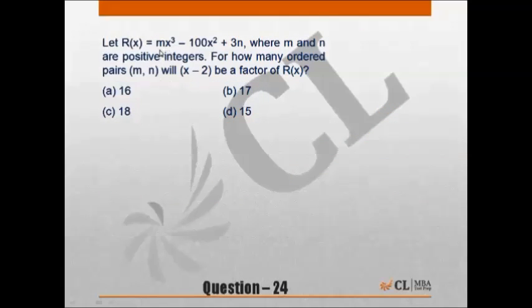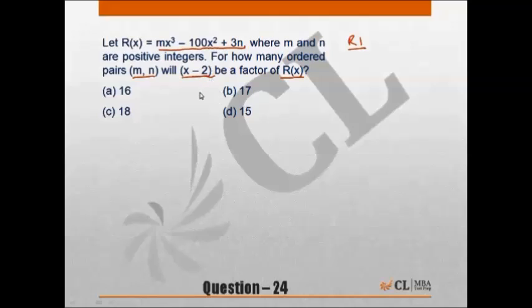Let R(x) be equal to m x cube minus 100 x square plus 3n, where m and n are positive integers. For how many ordered pairs (m, n) will x minus 2 be a factor of R(x)? Again, this is a round 1 question. I have done similar questions earlier; quadratics and cubics or the remainder theorem is something which I know. So it's a round 1 question for me.